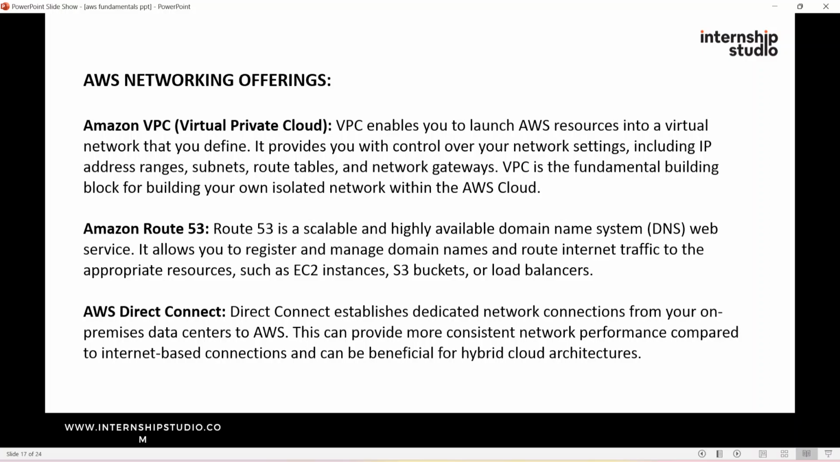And we have AWS Direct Connect. Direct Connect establishes dedicated network connections from your on-premises data centers to AWS. On-premise means a physical private data center owned by an organization. This can provide more consistent network performance compared to internet based connections and can be beneficial for hybrid cloud architectures. Hybrid cloud means cloud architectures consisting of physical, privately owned and public cloud setups. Due to compliance issues, some companies use this kind of cloud architecture.